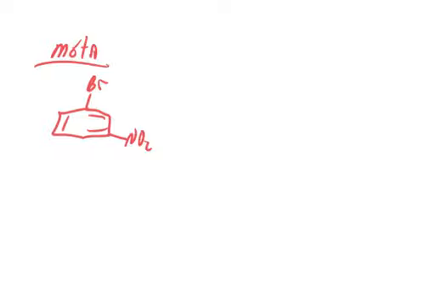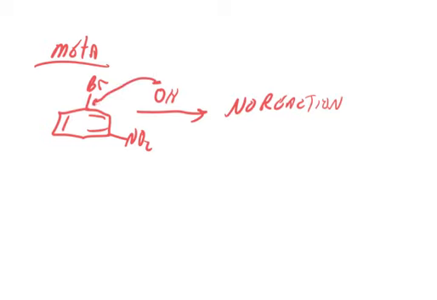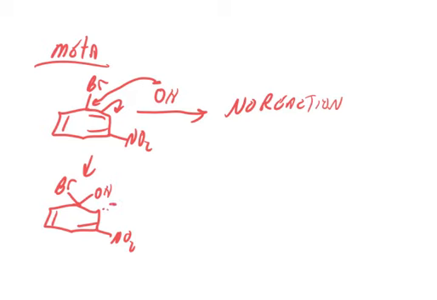When I look at the meta, so I'll do a bromide, and again, I'll do the nitro group, and I'll try to do the addition with OH minus. Here we know we're going to get no reaction, and we're going to try to figure out why by actually doing the addition. So if this were to add, this would be the intermediate that I would get with the OH and NO2, and the minus charge is there.